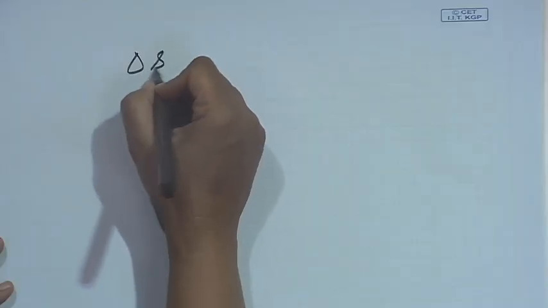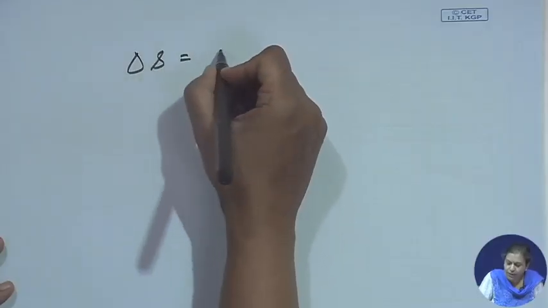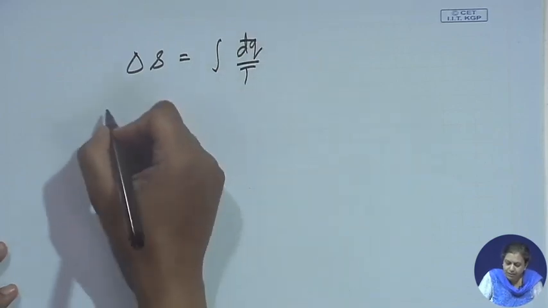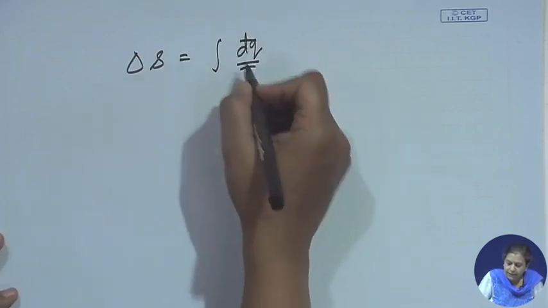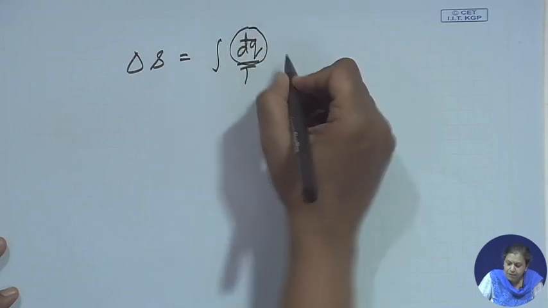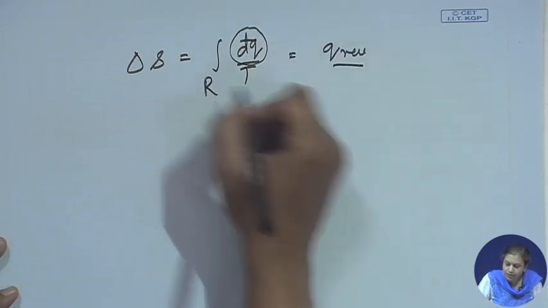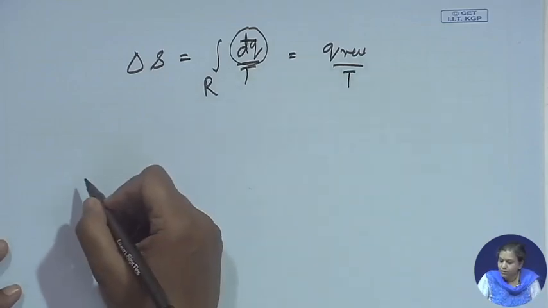Now, here it will not be out of place to mention something which I had forgotten to mention while I was discussing entropy. How did we find out, or what is the expression to find out entropy? It is nothing but integral dq by T, right? Or in other words, suppose this is q reversible, a reversible path, so this is q reversible by T.